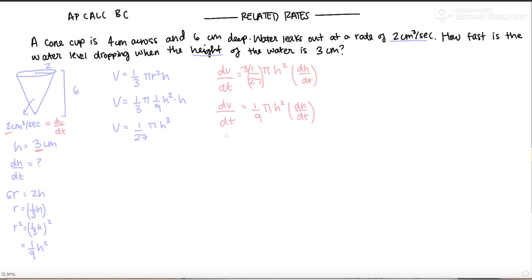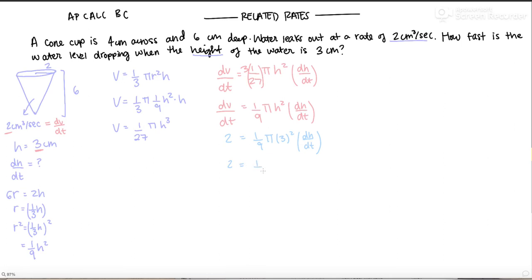So dV over dt we said was 2, 1 over 9 pi, and then the height of the water was given as 3. So we have 3 squared times dh over dt. Now this is the correct equation because we know we're solving for dh over dt. How fast is the water level dropping? That's the rate at which the water level drops. So that's really the rate at which the height of the water changes. So that's what we're solving for here. And now that we don't have any other variables, we know that we can solve for that.